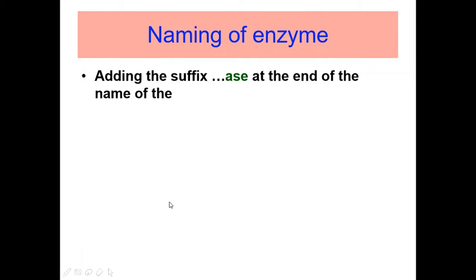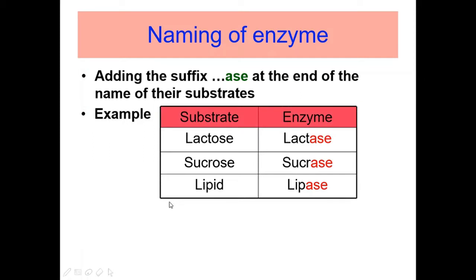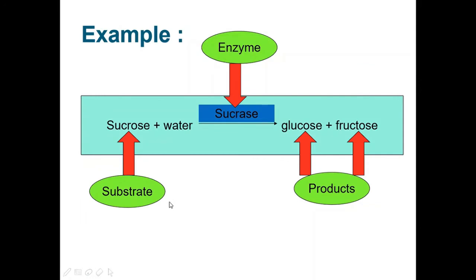Right. To name an enzyme, you just need to add ASE to the end of the name of their substrate. So here are a few examples. Okay, lactose, the enzyme is lactase. Okay, this is another example. Sucrose is hydrolyzed into glucose and fructose, and this process is catalyzed by the enzyme sucrase.